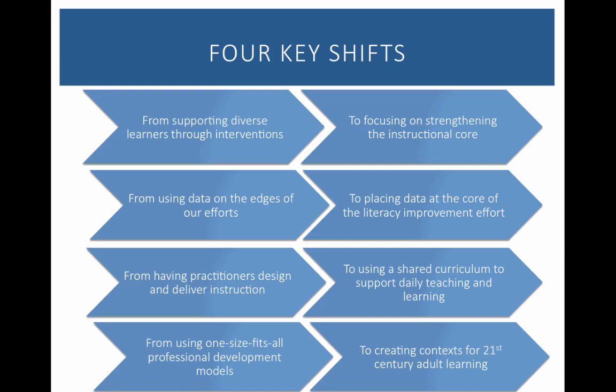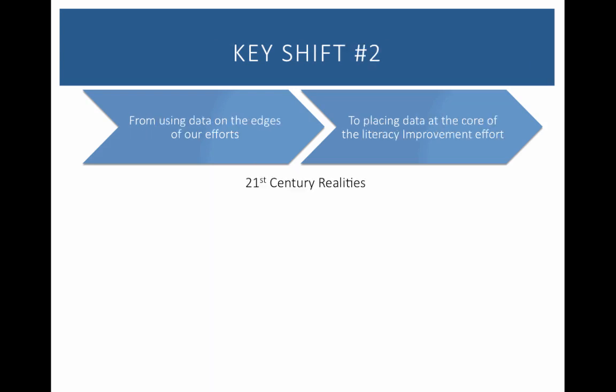The fourth key shift involves moving to a model of 21st century adult learning, in which the professional development priorities that we establish are closely aligned with student needs identified through our data collection. This is a drastic shift from one-size-fits-all professional development models. In this webinar, I'll be focusing on Key Shift 2, which we find is one of the greatest priorities at many of the schools with which we have worked.